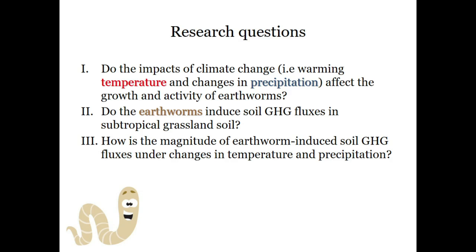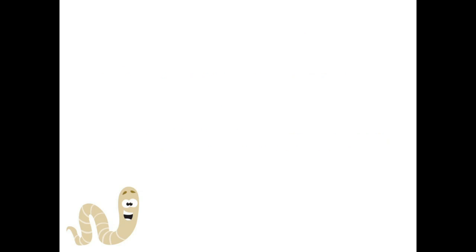Therefore, I would like to ask: can the impacts of climate change, such as warming temperature and changes in rainfall, affect the growth and activities of earthworms? How would earthworm-induced soil greenhouse gas emissions be affected as well? And how do they respond under this stress of climate change?